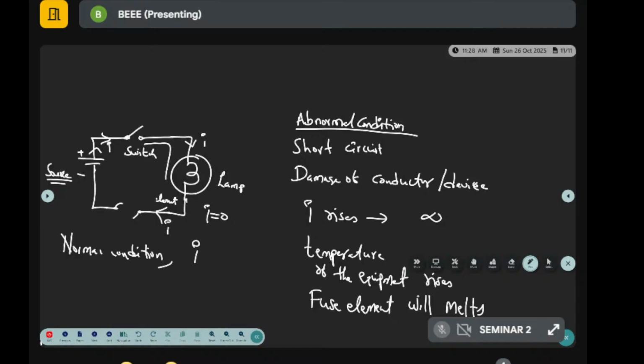Before damaging of this lamp, this fuse wire melts, thereby opening the circuit, and there we protect the lamp. Not only the lamp, any equipment. So now it is the normal condition, on. Normal condition, what happened? Normal condition on. Abnormal condition, what happened?